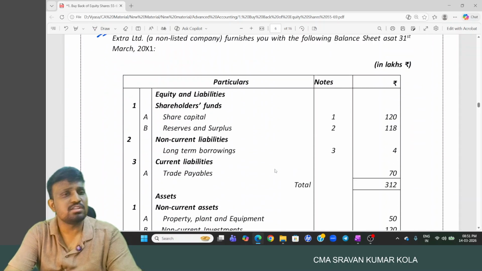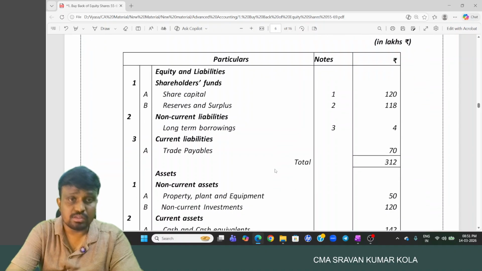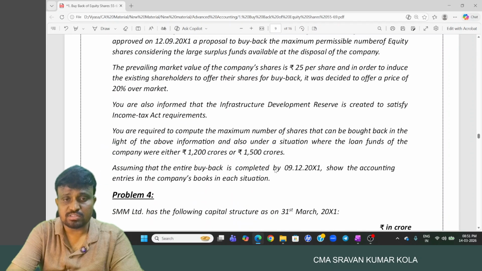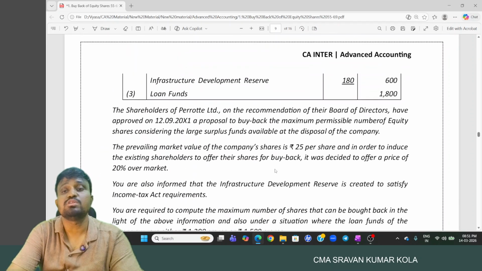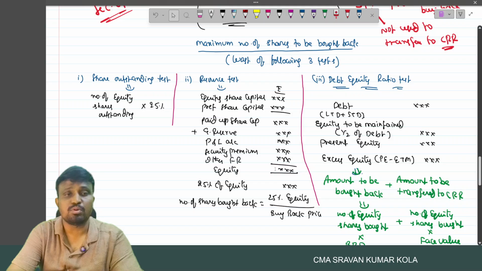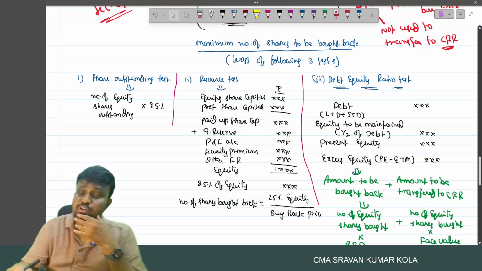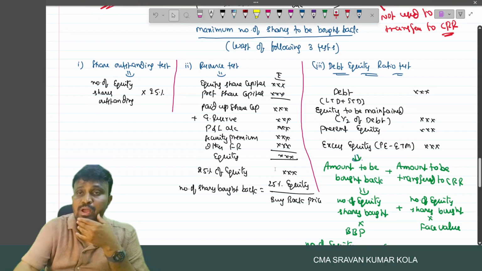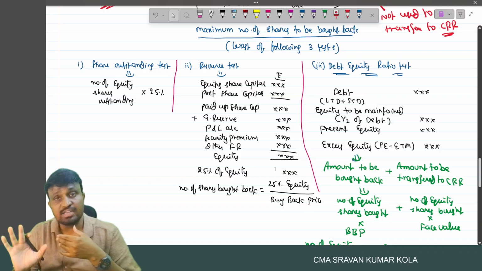So journal entries are very easy. But the problem is not relating to the journal entries. The problem is how to compute the maximum number of shares bought back. For buying back of the equity shares, shall we buy back all equity shares we have at a time?